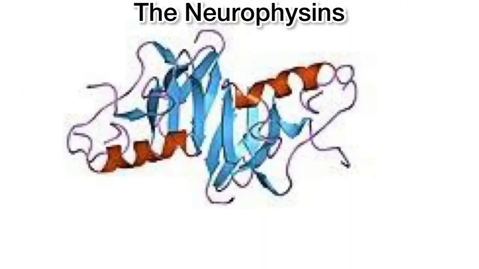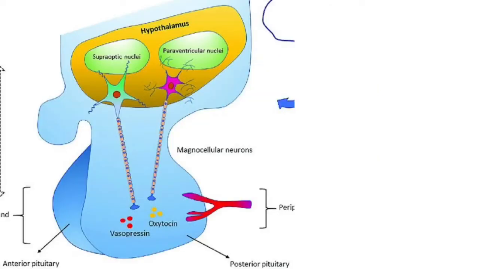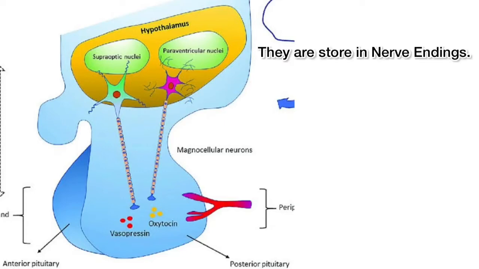So there are special proteins that help in transporting these two hormones from the hypothalamus to the posterior pituitary gland, and these hormones are known as the neurophysins. Okay, they are called the neurophysins. In the posterior pituitary gland, these two hormones, oxytocin and the antidiuretic hormone, are stored in nerve endings.